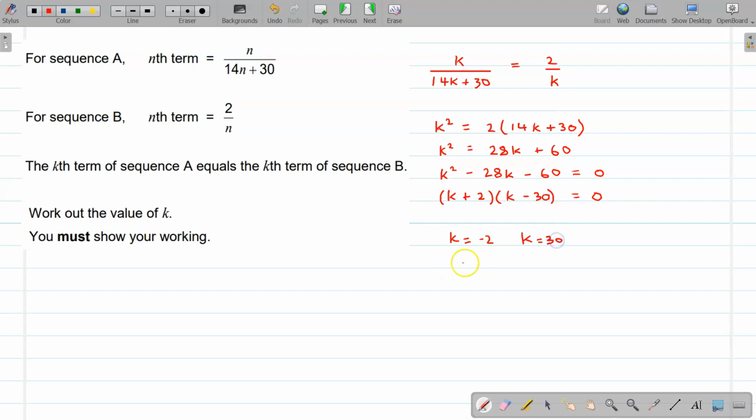All right, it can't be this one because it has to be a positive number, because the nth term of a sequence is a positive number. So it can only be that one. So k greater than 0, therefore k equals 30. That's how I would show how I'm eliminating that one there.